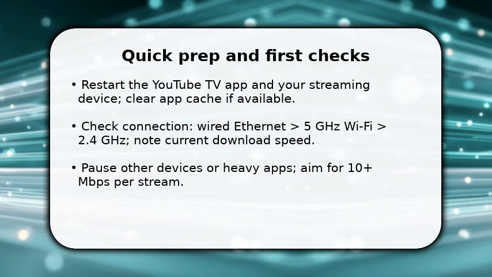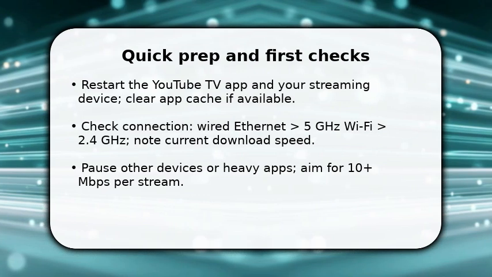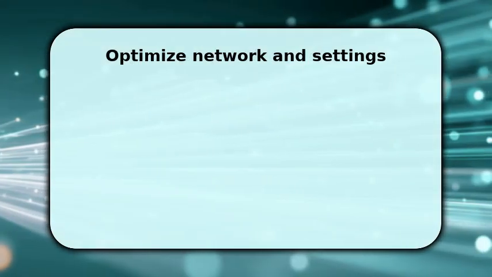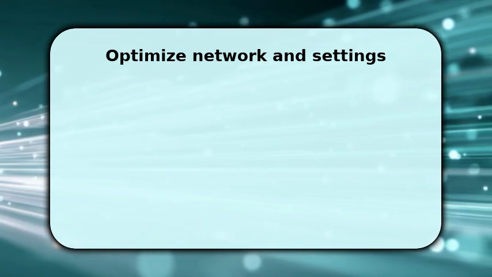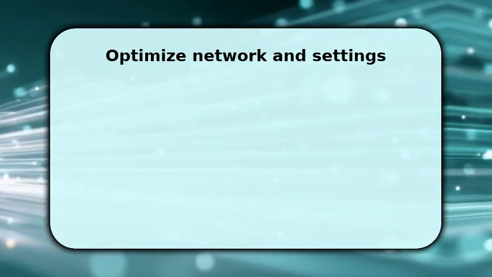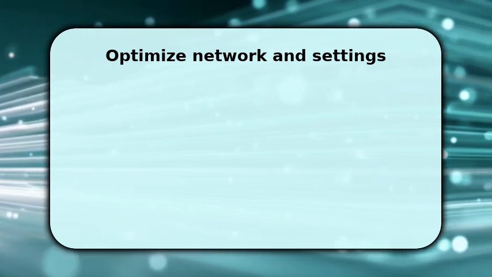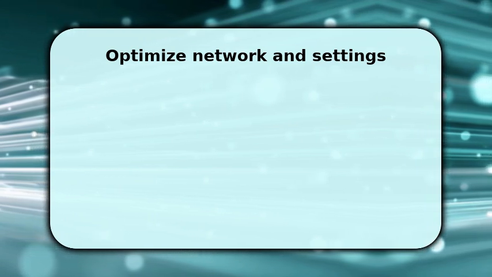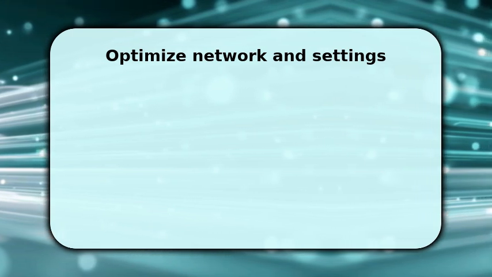Now you optimize the network so packets reach the device reliably. If Wi-Fi is weak, reposition the router, change to a less crowded channel, or use a mesh node. These reduce interference and retransmissions. Then adjust your router's QoS to prioritize streaming traffic or reserve a small bandwidth buffer to prevent spikes from killing playback. Meanwhile, lower YouTube TV's playback quality to 720p or allow adaptive streaming.